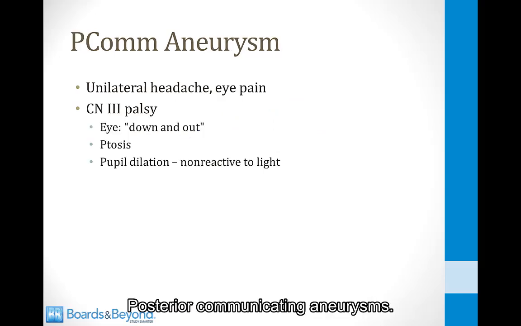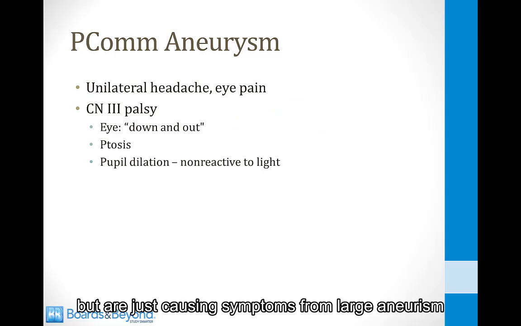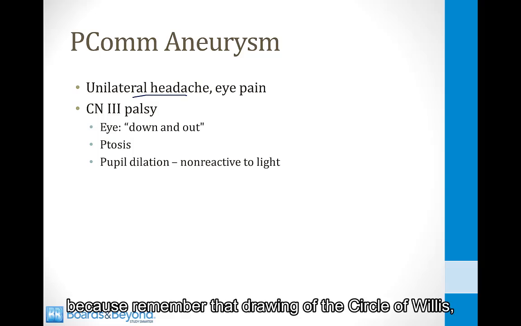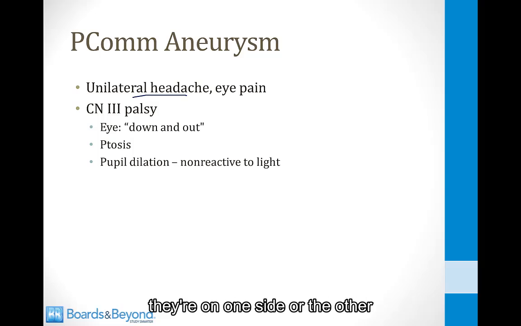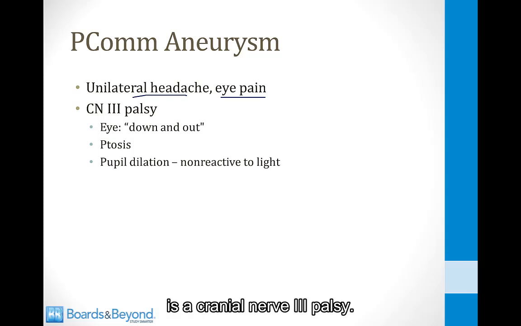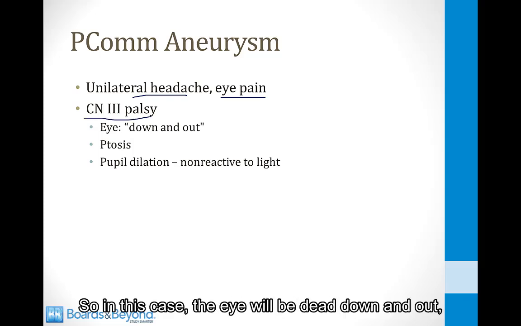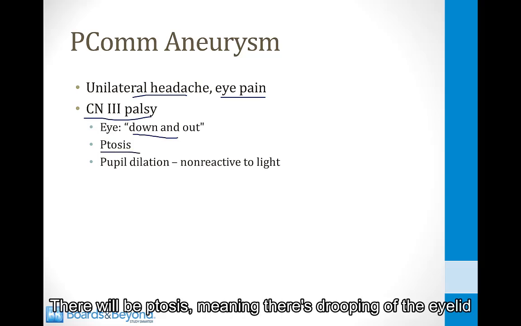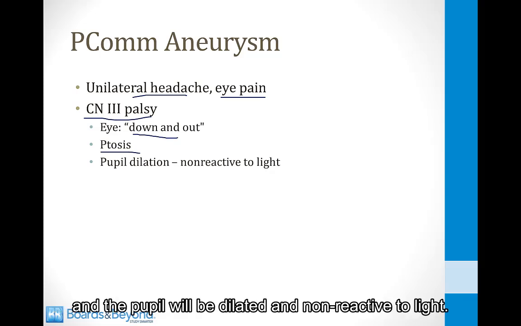Posterior communicating aneurysms, on the other hand, if they haven't ruptured but are just causing symptoms from a large aneurysm, will give a unilateral headache, because remember that drawing of the circle of Willis, they're on one side or the other, and they can sometimes cause eye pain. The other classic finding of a PCOM aneurysm is a cranial nerve 3 palsy. In this case, the eye will be down and out, meaning it's pulled down and outwards. There will be ptosis, meaning there's drooping of the eyelid, and the pupil will be dilated and non-reactive to light.